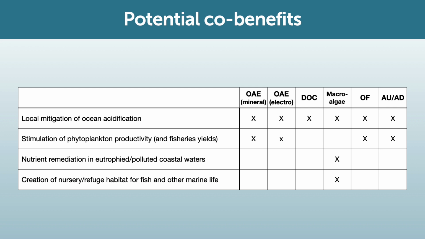In the case of ocean fertilization and artificial upwelling, this is precisely what they are designed to do, and it's how they accomplish their carbon removal. Increased productivity could have benefits for higher trophic levels, including fish yields. However, this would come at the expense of carbon removed. Lastly, macroalgae cultivation can assist with nutrient remediation if it's situated in overly nitrogen-rich estuaries or polluted coastal waters. And while it's living, it can also offer nursery and refuge habitat for fish and other marine life.